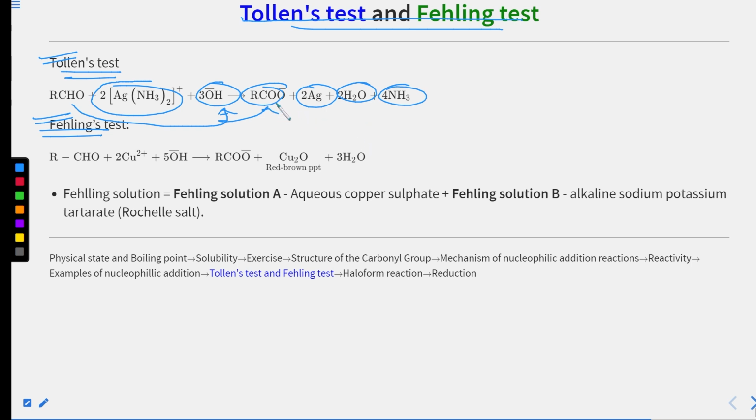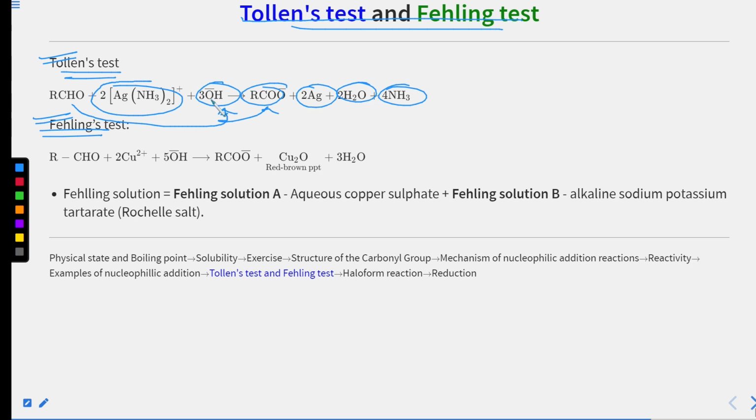Okay, silver, H2O and NH3. So carboxylate ion is an oxidized form of this aldehyde. And how do we detect that this aldehyde is present? As this reaction proceeds, we will form silver. Now what is the advantage of silver? You can see a silvery, that is whitish, color in the reaction mixture. It is called mirror formation. You can see a mirror type thing that is being formed in the solution.